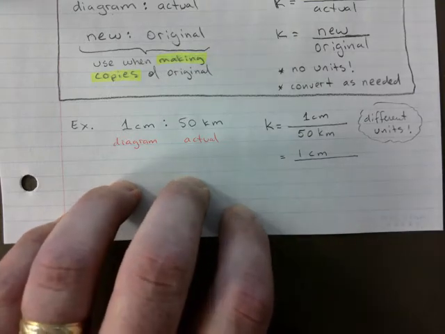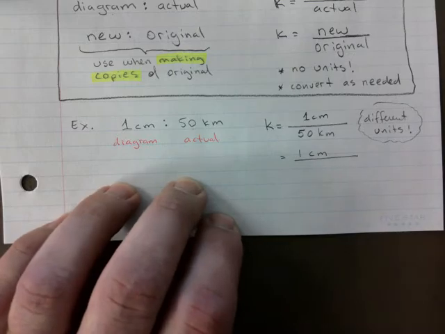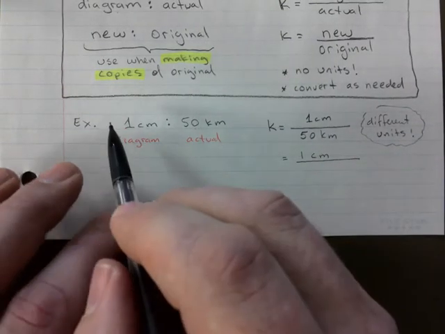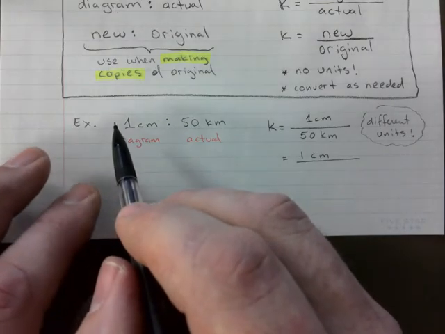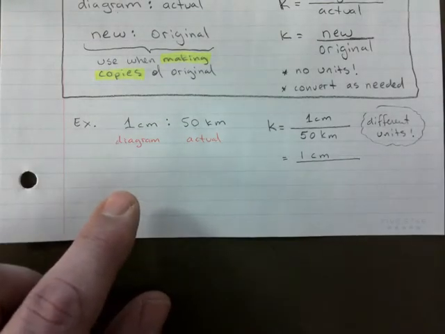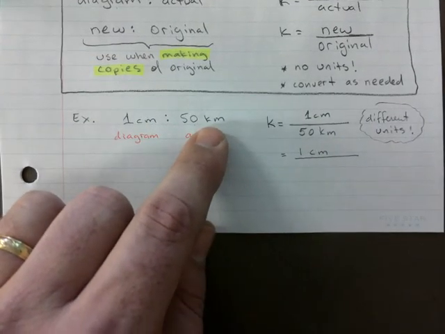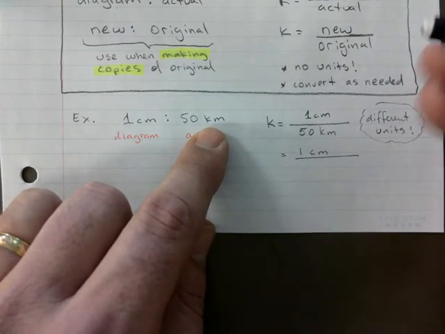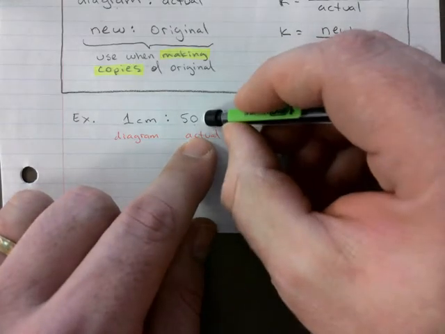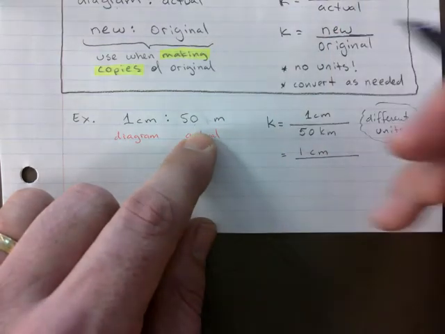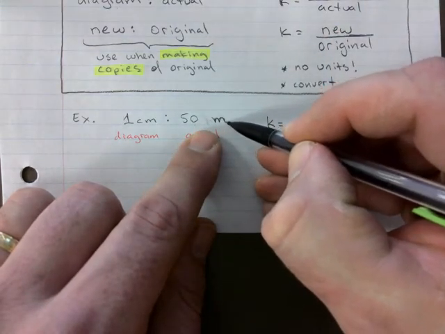You're just going to have to trust me on this one. I picked a really bad example. This wasn't supposed to be kilometers. Can we change that to meters? Am I going to mess up your notes if I do that? Yeah. My bad.